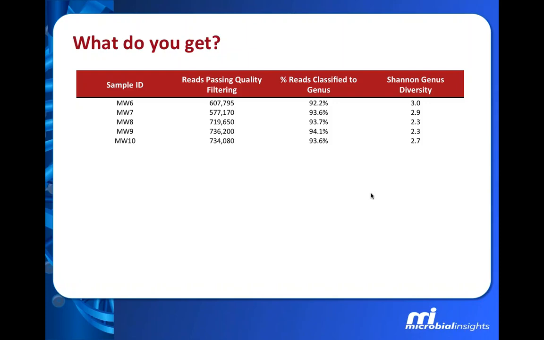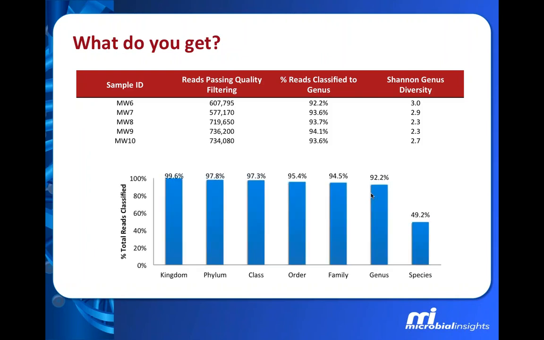You're also going to see the percent of reads that were classified to a level. For each sample, you're going to get probably a bar graph like I've shown here, showing the reads that were classified to different levels. As you can see, there's a drop-off at the species level in what we can classify. Usually the gold standard of where we want to be is a genus level identification.